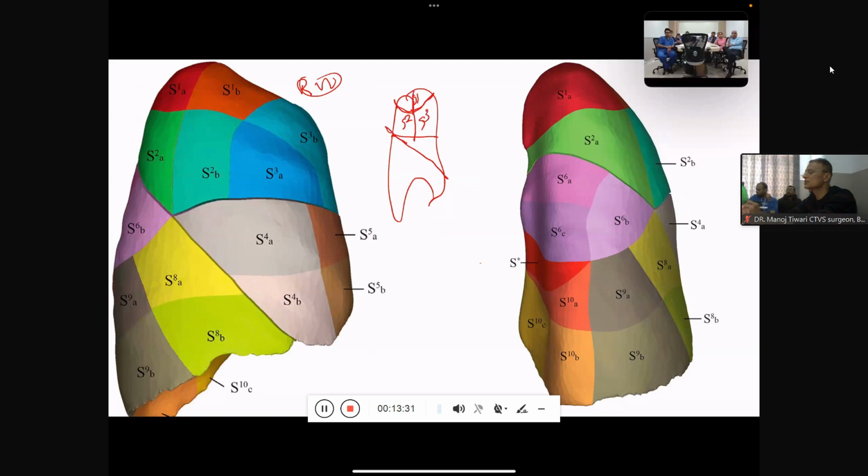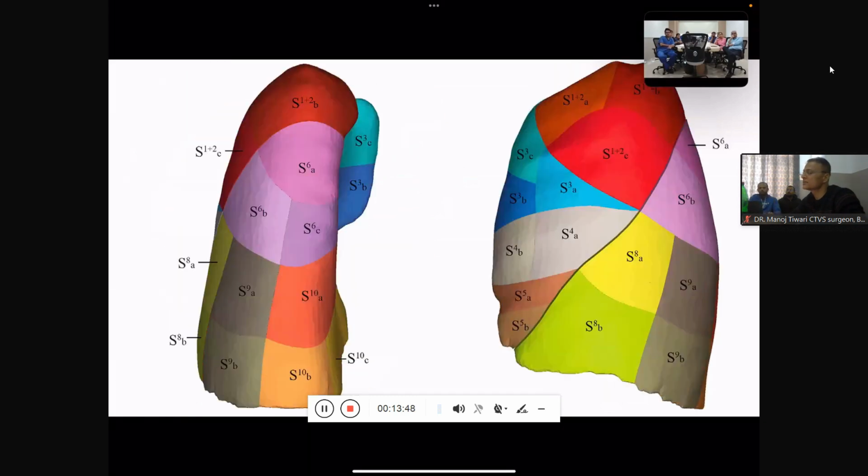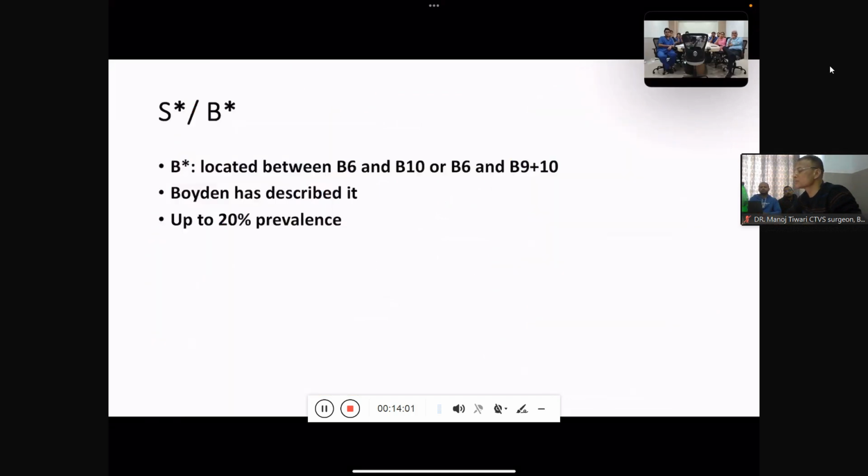So in the S1, we divide into A and B. Here also we divide into A and B. Here also we divide into A and B. So this is how we should have the impression of how many segments exist on the right side, how many subsegments exist on the right side, and similarly the left side. So this is the pictorial diagram of the right side of the lung, similar to the inferior surface. And this is of the left side. The left upper lobe is a little bit more complicated, not only from the subsegmental division, but also from the surgical point of view, which we'll talk about later on. This is the same pictorial.